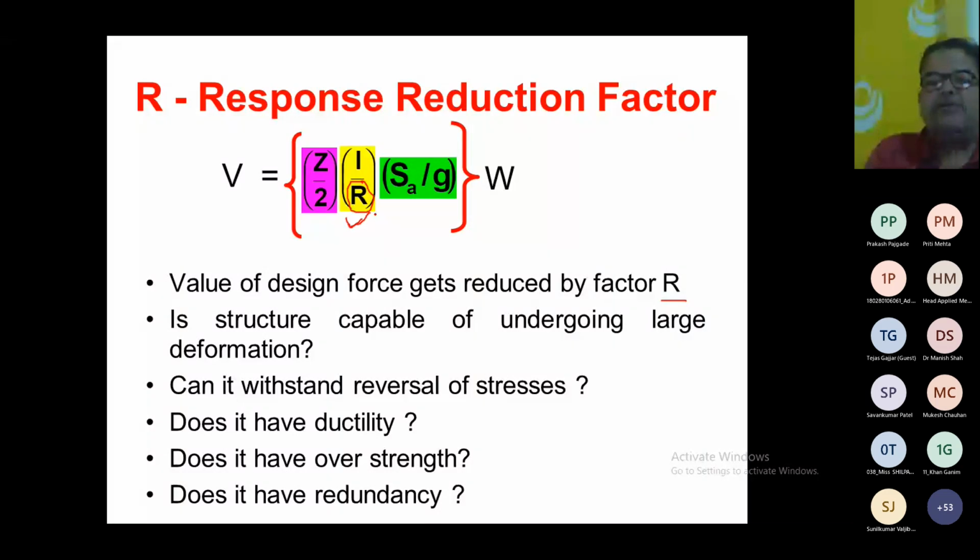So it depends on performance. Now, which are the factors on which the response reduction factor depends? This is very important. The response reduction factor depends on three important characteristics: ductility, overstrength, and redundancy. Right? Now, you see, as per our design philosophy, we know that our structure will sustain damage, but it will not collapse.